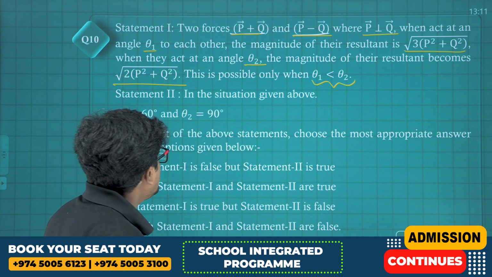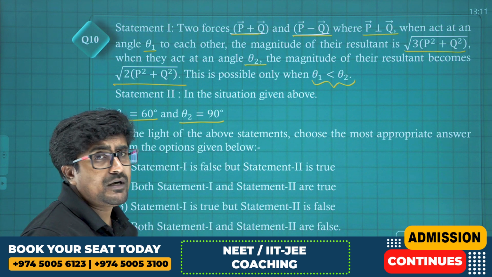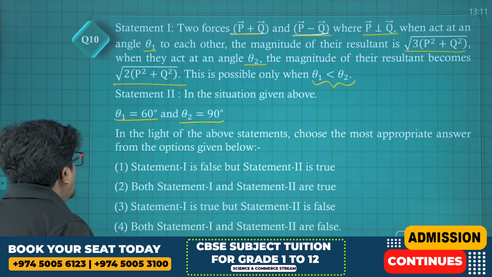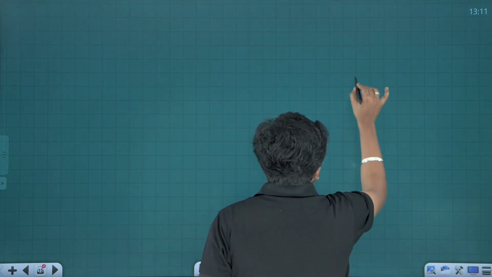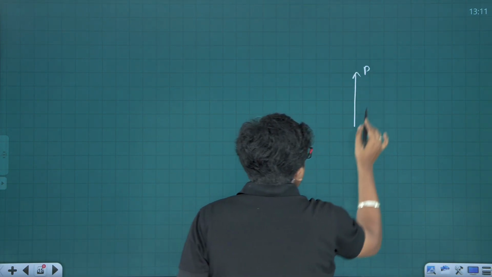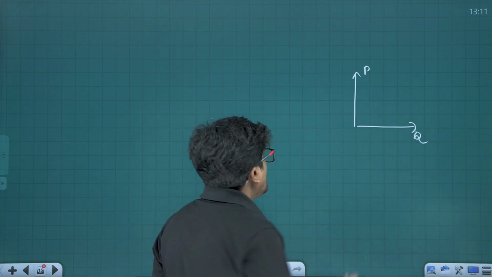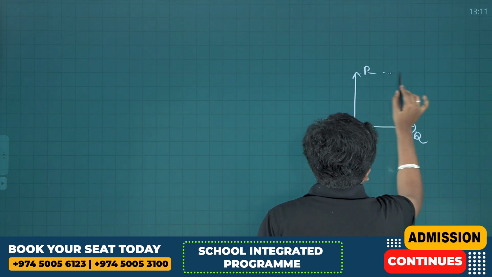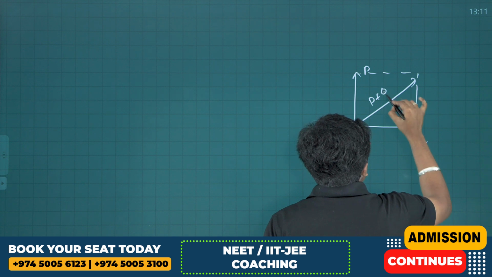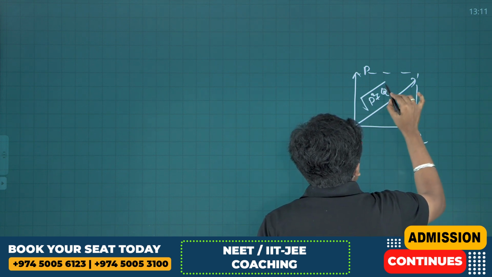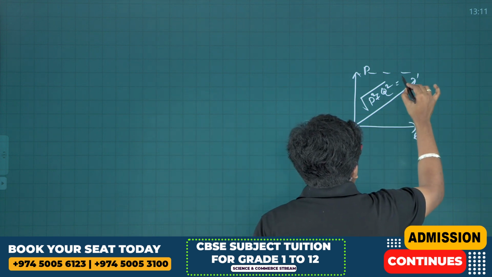And statement 2, in the situation above, theta 1 is equal to 60 degree and theta 2 is equal to 90 degree. These are the two conditions they are saying. So let's try to understand the situation here. As per the question, P and Q are perpendicular to each other. So I am marking it like this. Okay, fine. So here this is the magnitude of P plus Q. So that is under root of P square plus Q square. Now let me mark this as S.